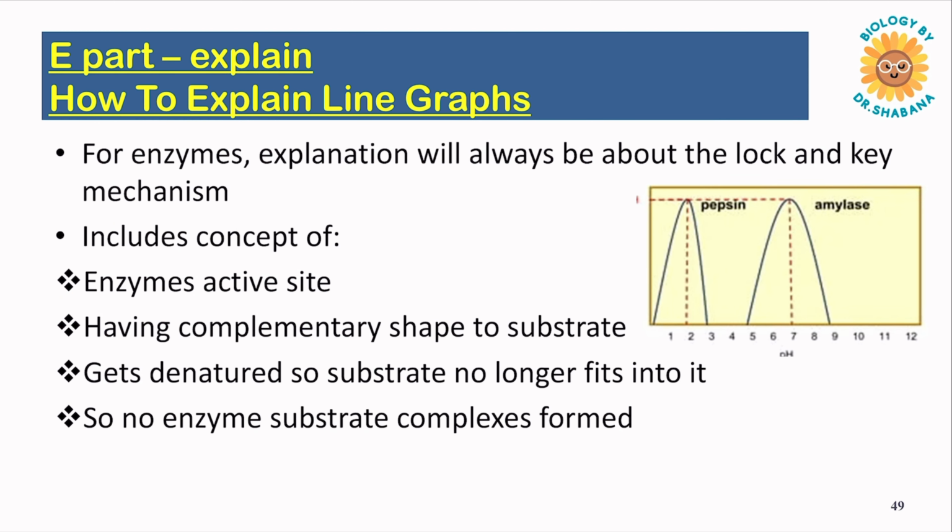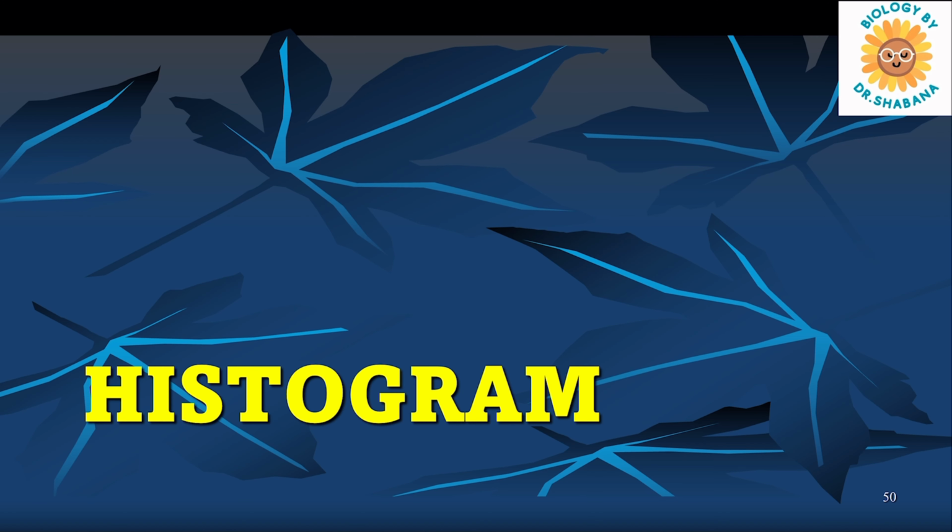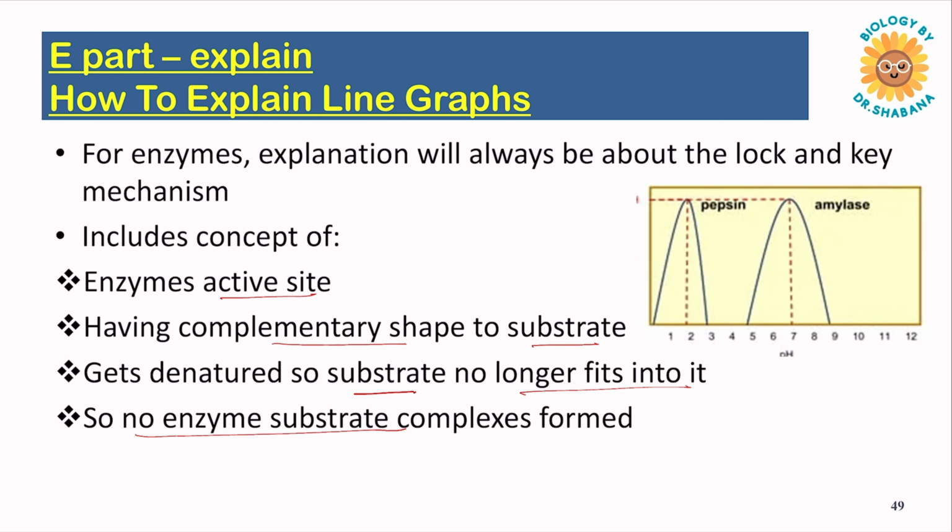Now for enzymes, the explanation will always have to be about the lock and key mechanism. You have to bring in the words of the enzyme's active site being complementary in shape to the substrate, and if the enzyme gets denatured, the substrate will no longer fit into it, and hence the reaction becomes zero. So no enzyme-substrate complex is formed. All right, so I hope you know this.